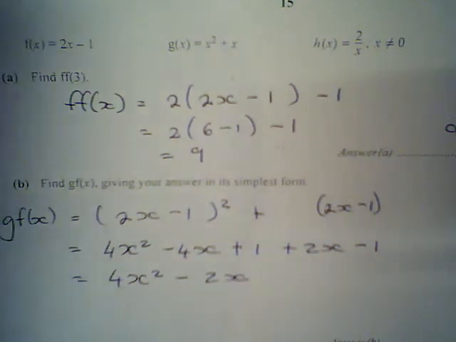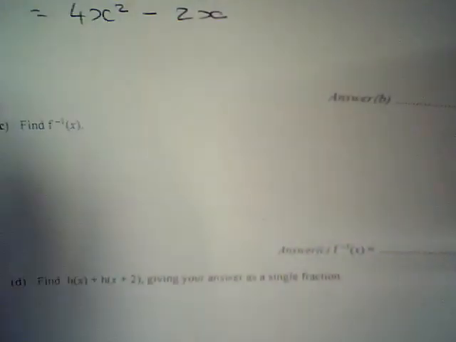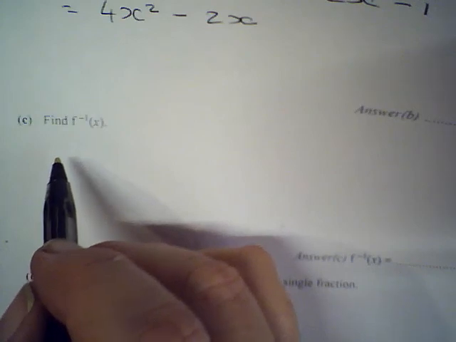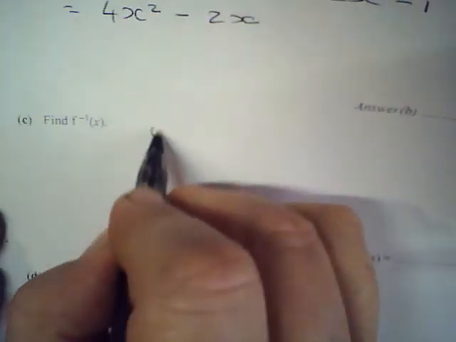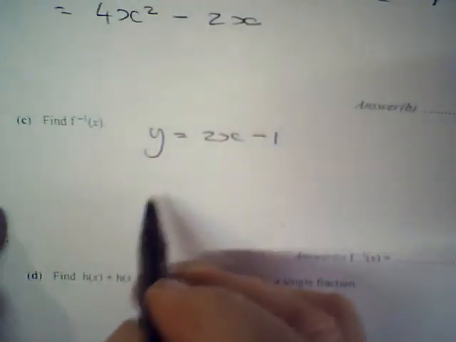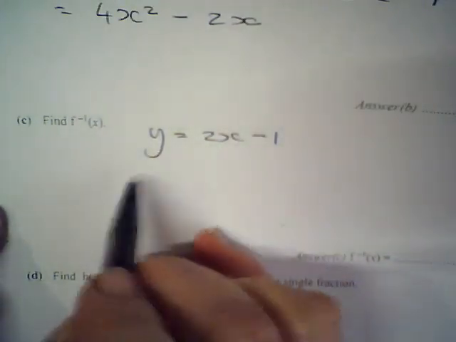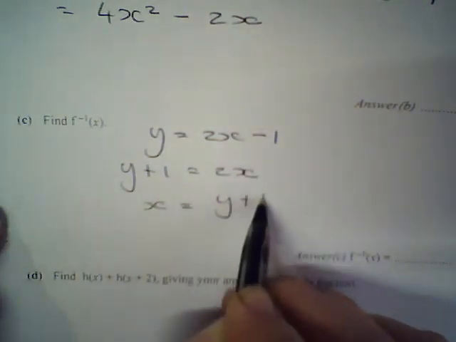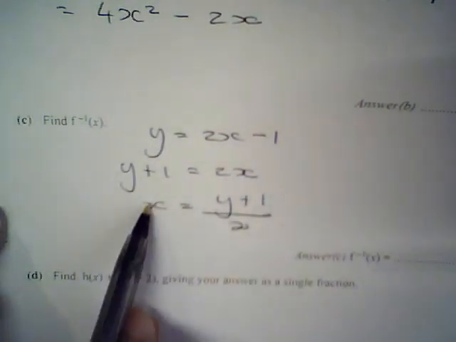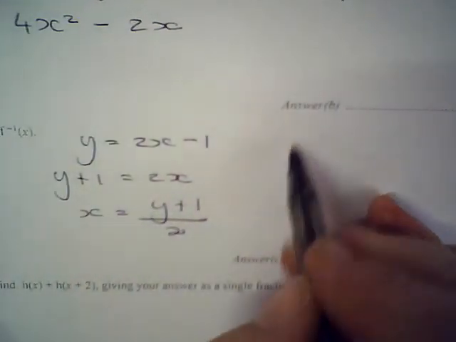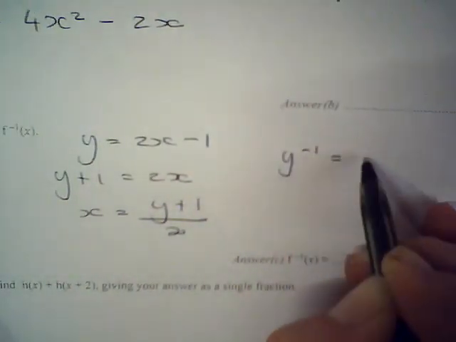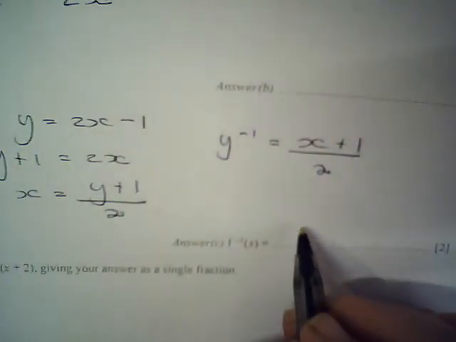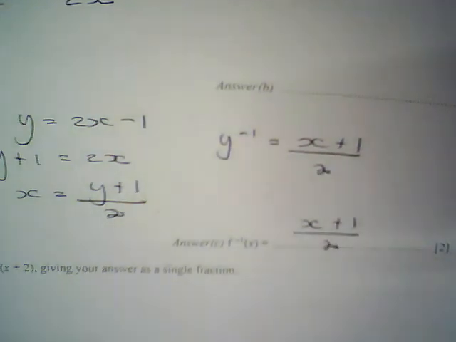Okay. And now we look at the inverse of the function, f inverse of x. So I need to find what is f inverse. So y equals 2x minus 1. I need to solve for x, a two-step plan. So y plus 1 equals 2x. x equals y plus 1 over 2. Now swap x and y around. And it would be y equals x plus 1 over 2. And that is my answer: x plus 1 over 2.